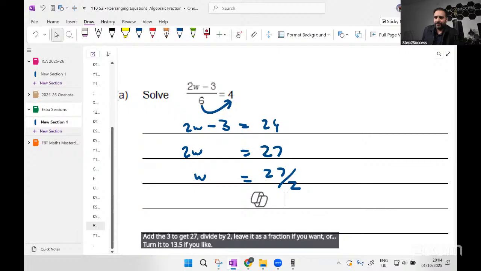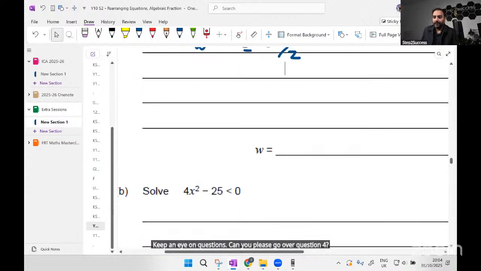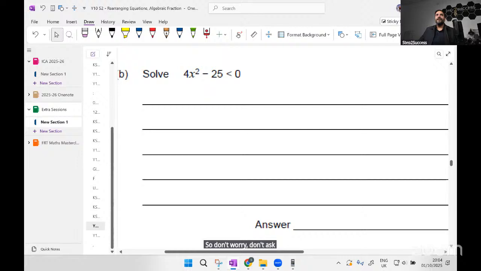Keep an eye on questions. Can you please go over question 4? Yep, I want to do the whole booklet. So don't worry, if you want to ask me specific questions, the whole thing is going to get done.